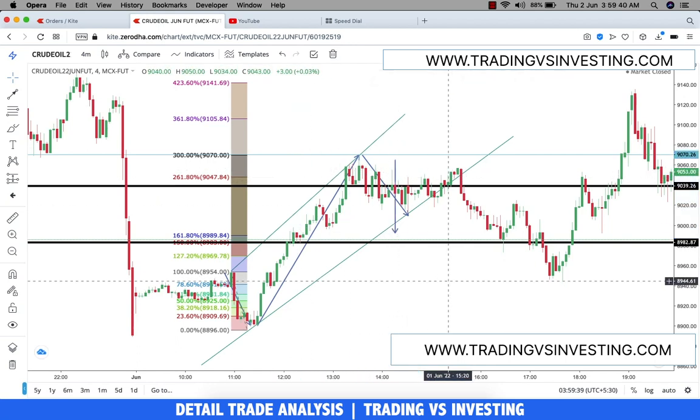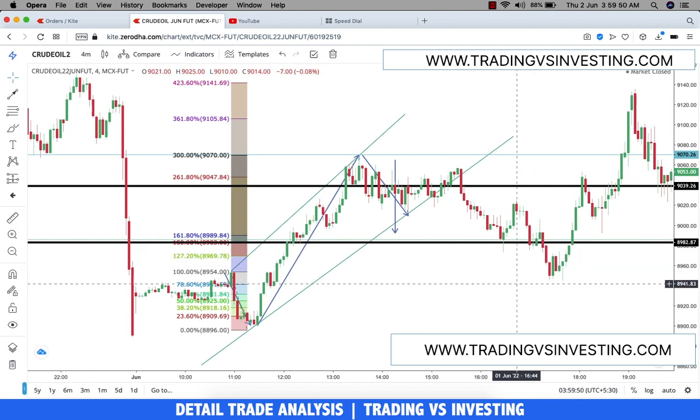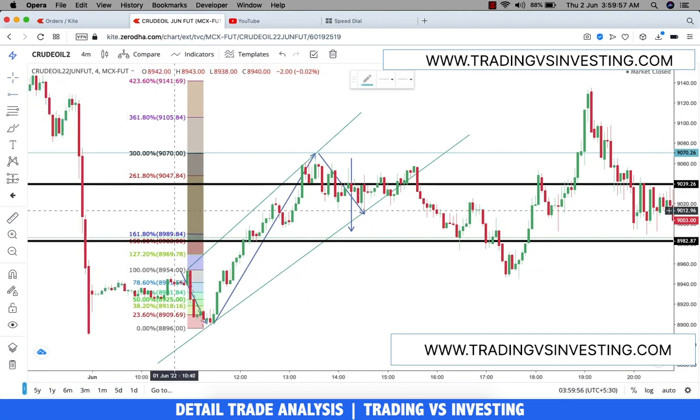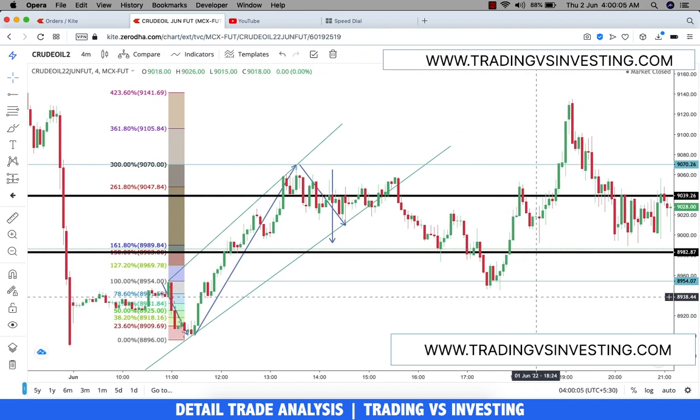So I assumed that if I book the profit at 50% in this crude oil, it can be sufficient for me. Also, you can see the market came back. The market came below the 50% and it moved up to 100%, because that was also the earlier resistance. So the market came up to this level and from there the market went up.